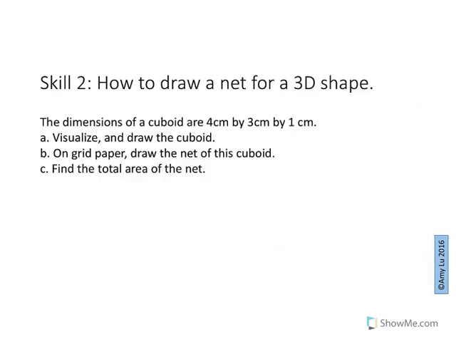Now the second skill is to simply learn how to draw a net for a three-dimensional shape. So in this situation, we have a cuboid. So we know it's not a cube, but it's a cuboid. So it has to be rectangular, with the dimensions of 4 centimeters by 3 centimeters by 1 centimeter. So first of all, we need to remember that in a three-dimensional shape, there is a length, a width, and a height.